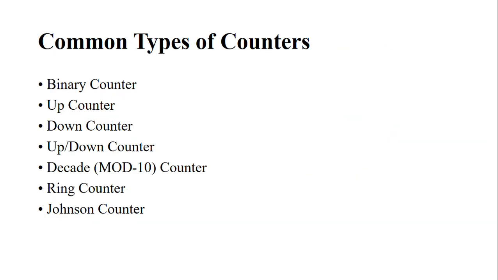These are some of the types. Common types of counters within the asynchronous and synchronous counters include the binary counter, up counter, down counter, up or down counter, and decade counter. Decade, you all know: ten years is a decade. That's why we call it a mod 10 counter.